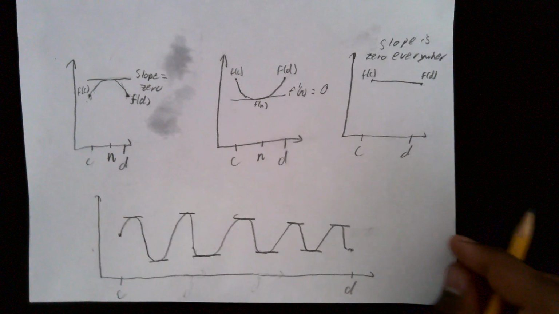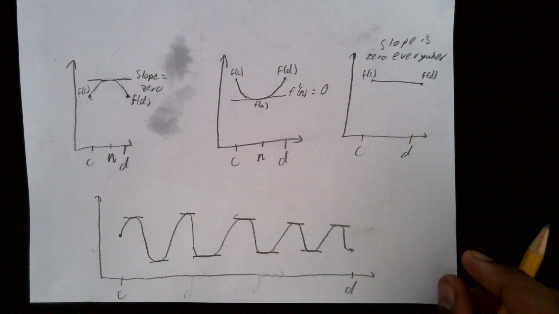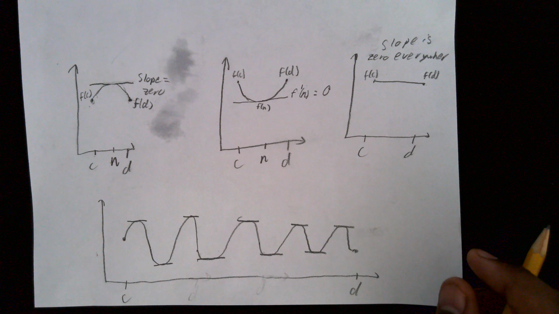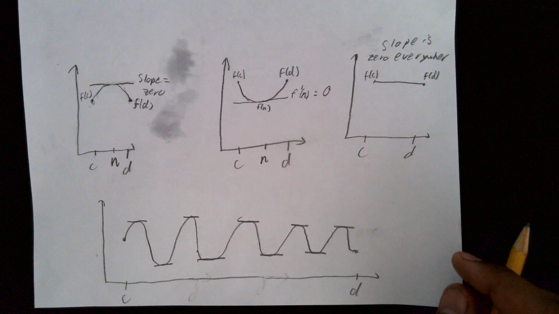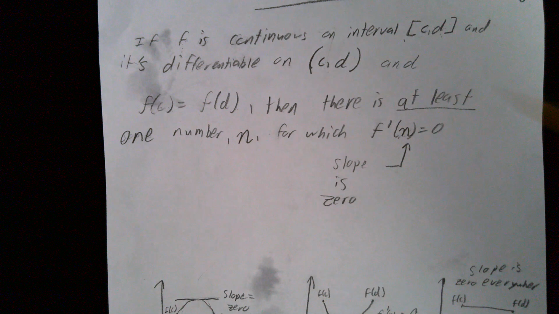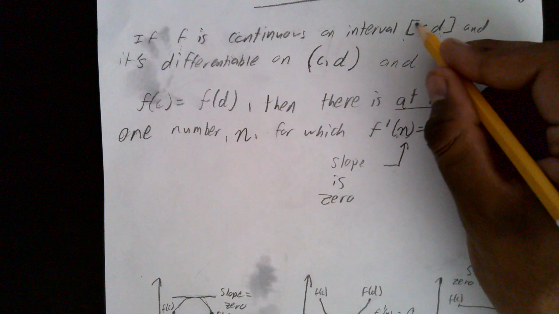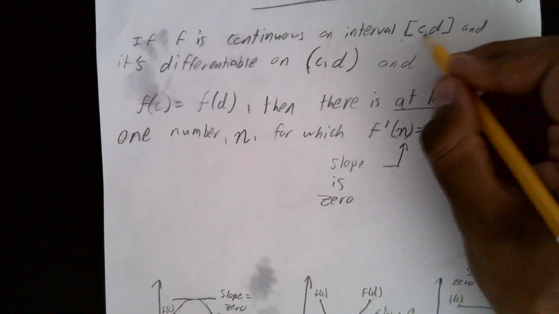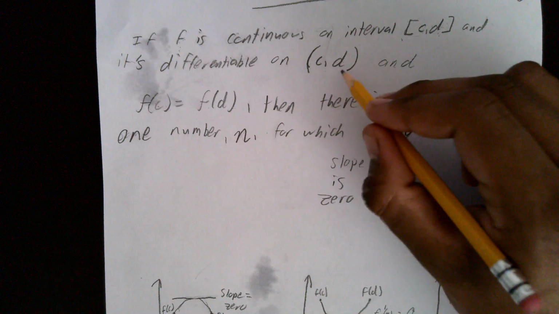So just remember, if you've got these two points and they're at the same height, then there's got to be some point, at least one point, there can be more than that, but there has to be at least one point in between, such that we have a slope of 0. And of course, this is assuming that f is continuous on the interval with square brackets [c, d], and differentiable on the interval with parentheses (c, d).